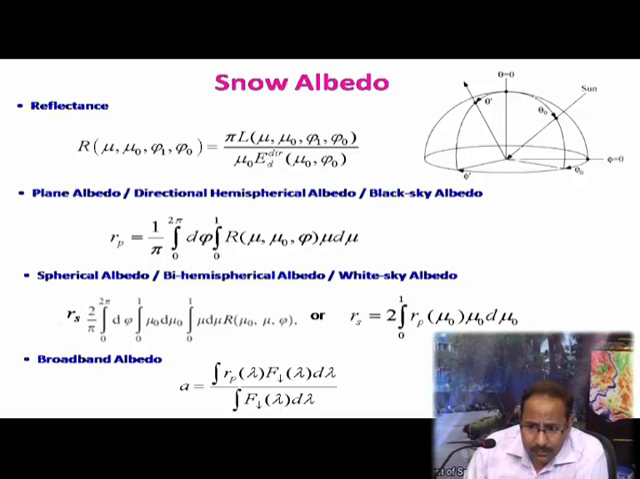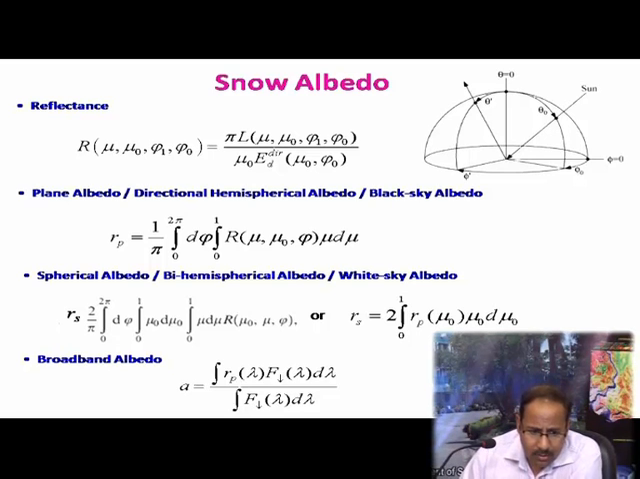Here the solar geometry and the viewing geometry, these angles are very important. μ is the cosine of the viewing angle, and μ0 is the cosine of the solar zenith angle. Similarly, φ0 is the solar azimuth angle, and φ1 is the viewing azimuth angle. So these angles are very important for the reflectance measurement.